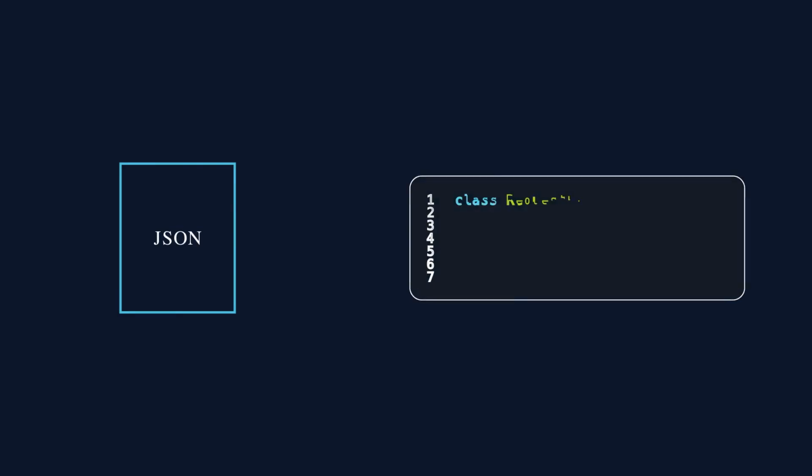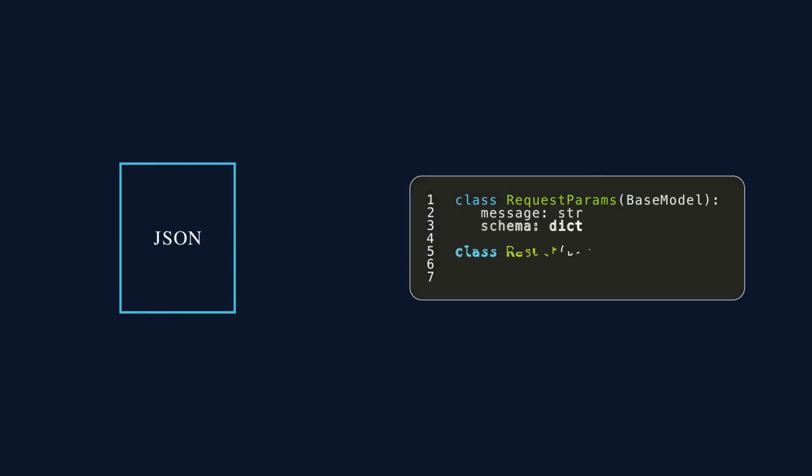Sometimes, an agent gets stuck. It needs a password, an API key, or a decision that it can't make on its own. This is where elicitations come in. Elicitations are essentially server-initiated forms. The server sends a schema, a blueprint of the data it needs.